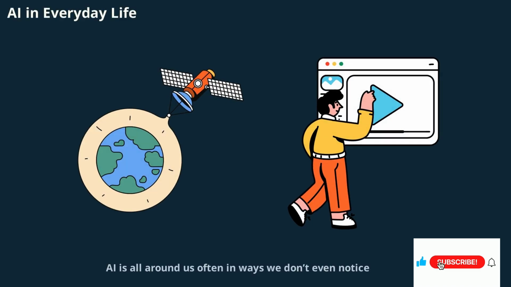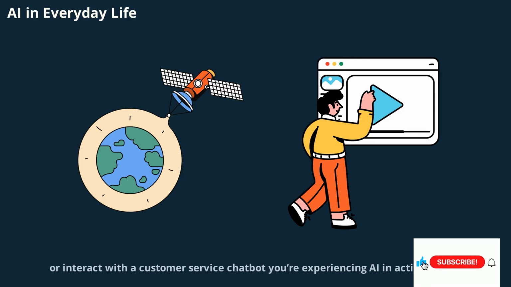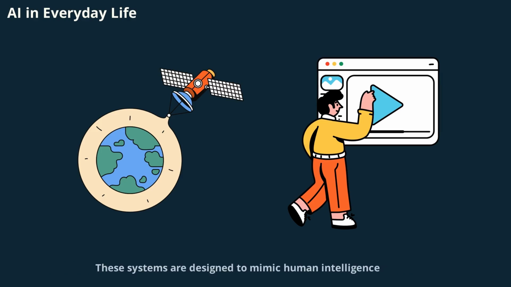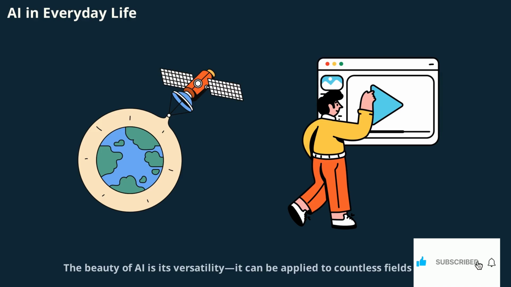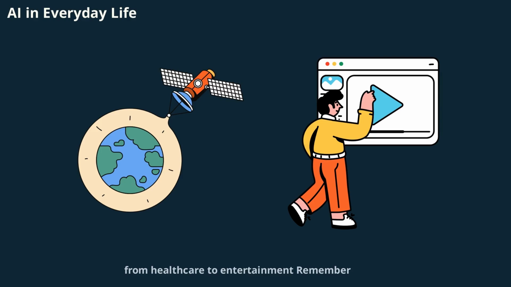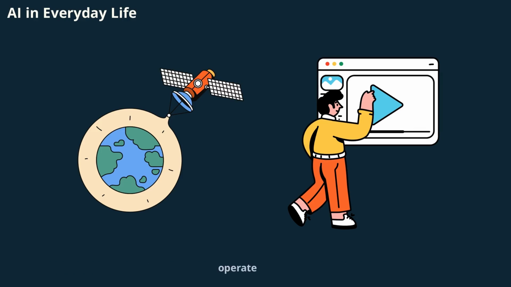AI is all around us, often in ways we don't even notice. When you use a voice assistant, play a game against the computer, or interact with a customer service chatbot, you're experiencing AI in action. These systems are designed to mimic human intelligence, making our lives easier and more efficient. The beauty of AI is its versatility. It can be applied to countless fields, from healthcare to entertainment. Remember, AI is the big umbrella under which other technologies, like machine learning, operate.